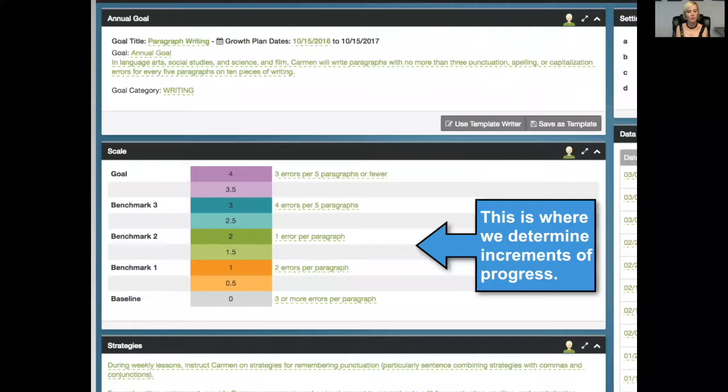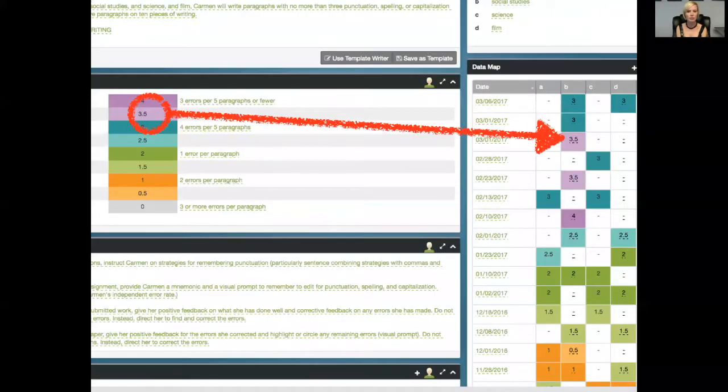So this is where we're determining the increments of progress toward the goal. Wherever the student is performing on the goal attainment scale gets mapped onto the data map. And again, if you want to see more about how we use the goal attainment scale and map it and interpret that, you can watch our demo on GoalWorks.